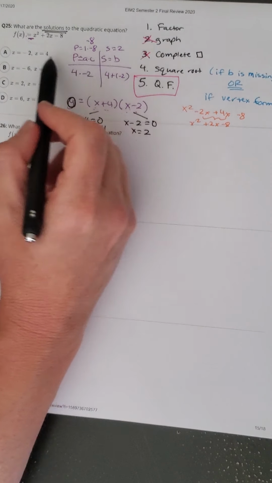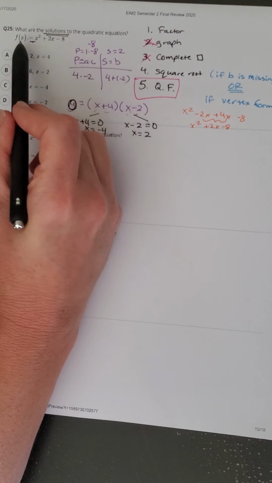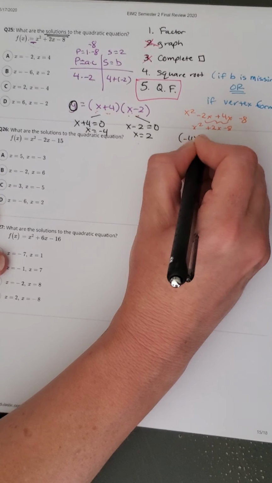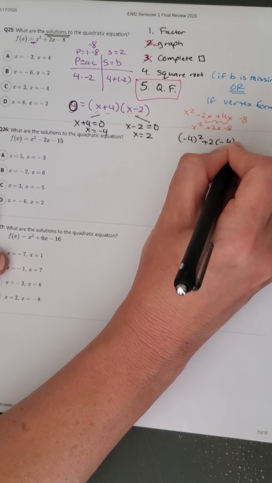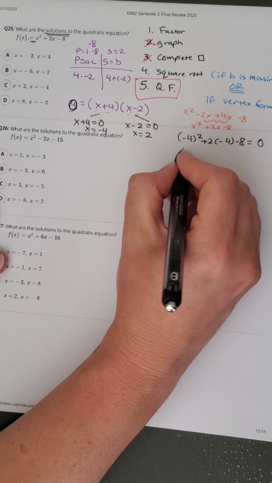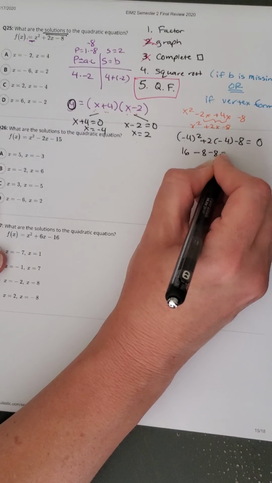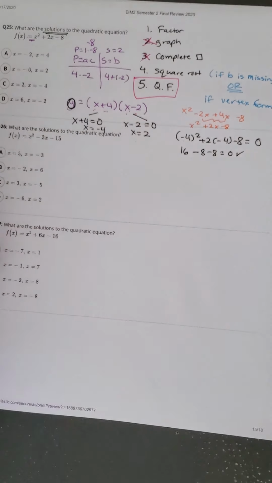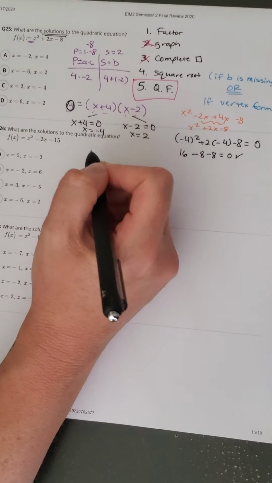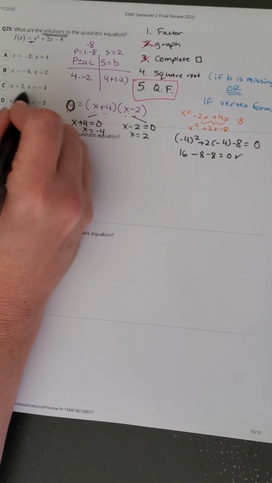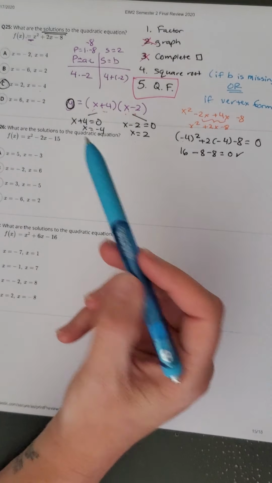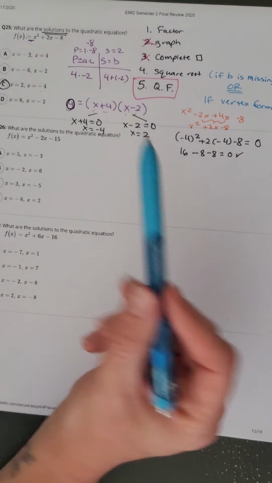Now, when I substitute these two values into the original equation, this should equal 0. For example, if I substitute in -4: -4 squared plus 2 times -4 minus 8 equals 0. I'm checking it. That's 16 minus 8 minus 8 equals 0. Yes, it does. And the same thing will happen if I plug in 2. So my two solutions are -4 and positive 2. If you get stuck, you can always substitute these in and see which ones work.